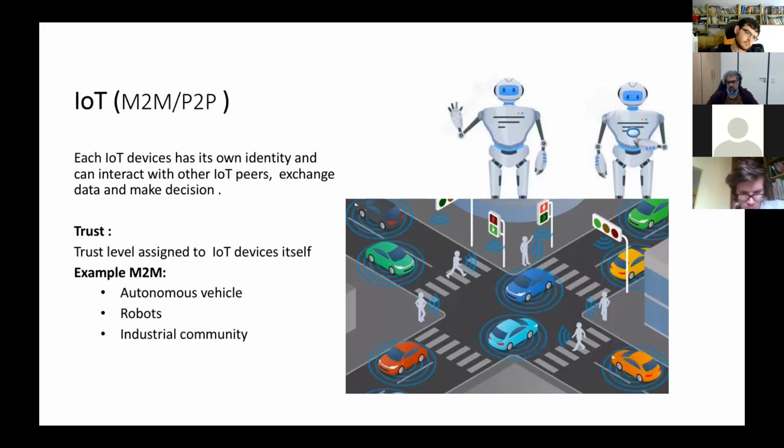Here is the trust level. If we want to place the trust level in this application, it will be very simple. Each device has its own trust level and can query about other IoT devices. Also, it can rate other IoT devices.